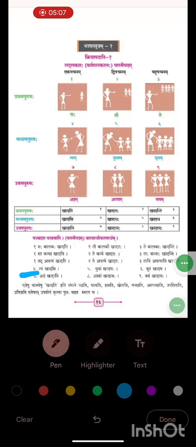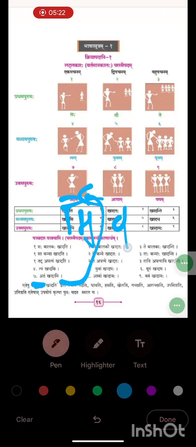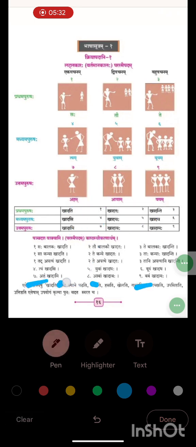Then when tvam comes, you'll write si, the ending, right? So tvam khadasi. Yuvam khadathah. Yuyam khadatha. Remember it like that. Aham khadami. Aham goes with mi, avam goes with vah, and vayam goes with mah. So whenever you use aham, avam, vayam, you write mi, vah, mah. Understood? It is that very simple. If you concentrate a little, you will understand easily.